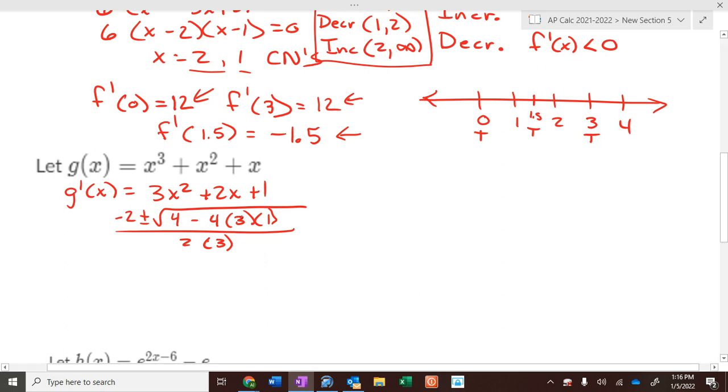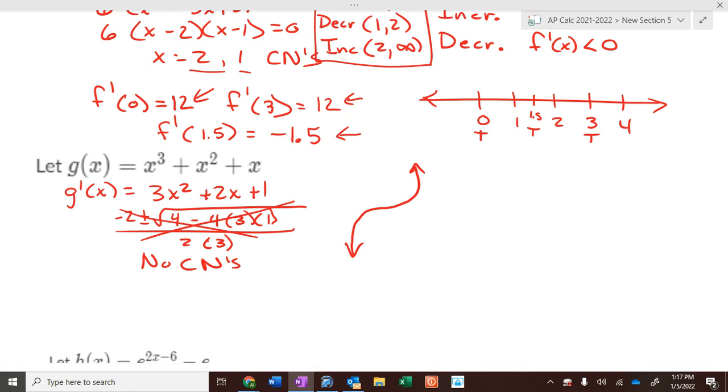What's 4 minus 12? What's the square root of negative 8? It's an imaginary number. It's not possible. So there are no critical numbers. Does that mean it's just a straight line? No, if you actually look at the graph, it goes like this, and like this. Not a straight line.